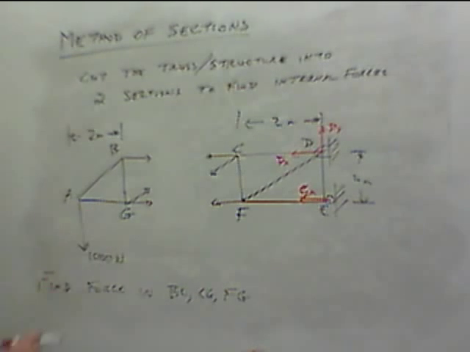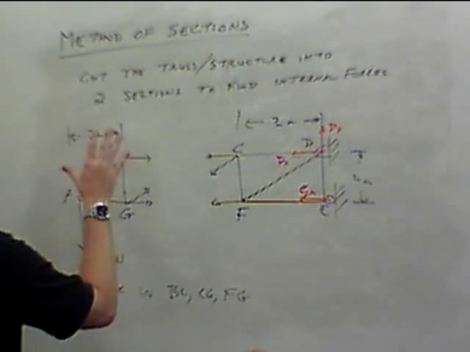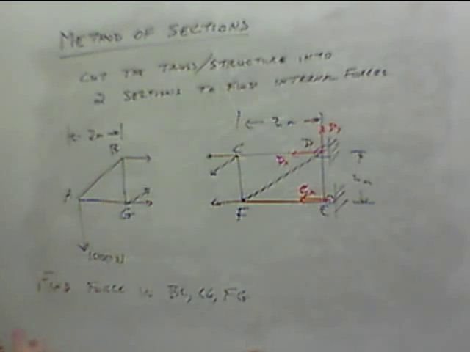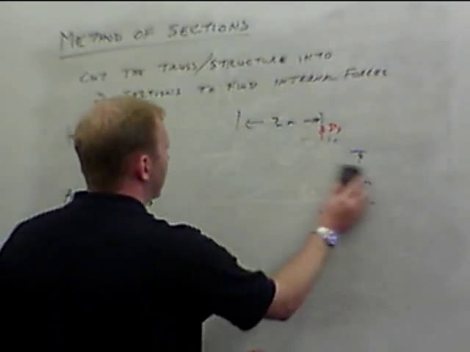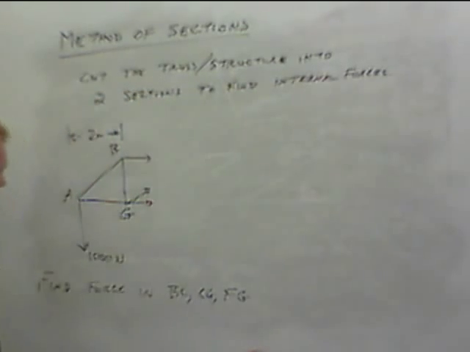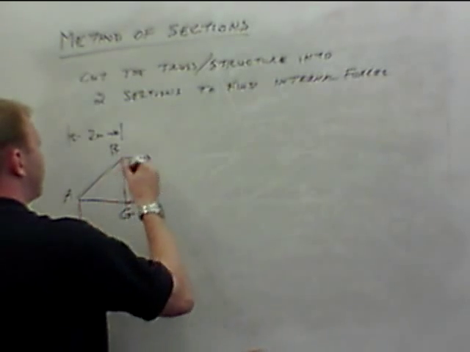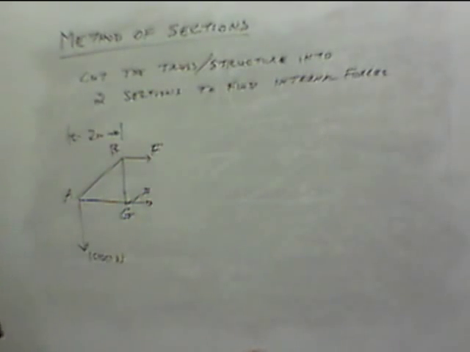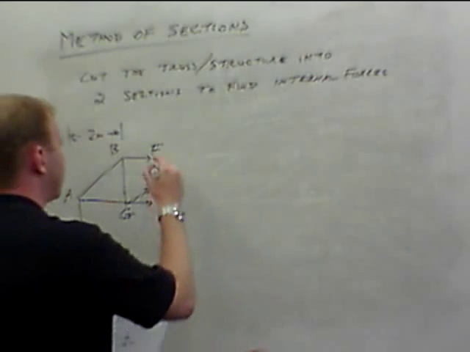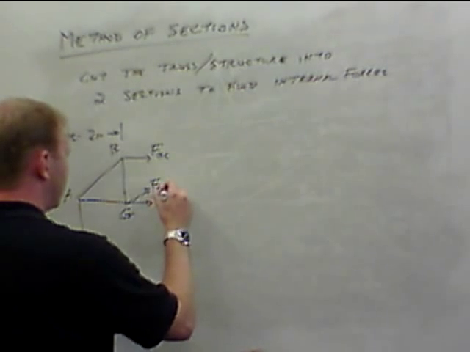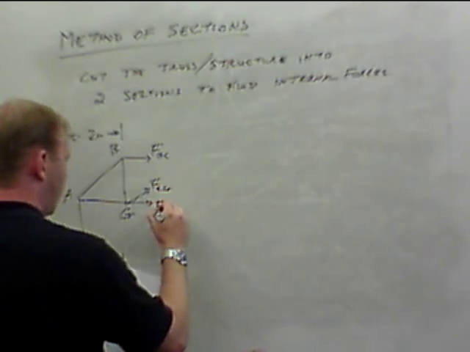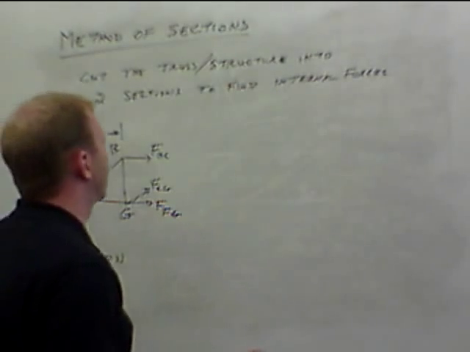We can actually do a free body diagram. We can treat this whole thing. We can do an equilibrium analysis of this piece and work through it without too much of a problem. So that's what we're going to do here. We're going to get rid of this whole side because we don't care. This is going to be F, and that is BC. This is F, CG, and this is F, FG. Those are the three we're looking for.